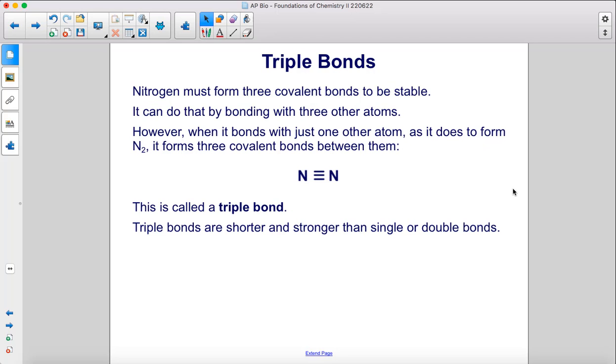Nitrogen must form 3 covalent bonds to be stable. It can do that by bonding with 3 other atoms. However, when it bonds with just one other atom, as it does to form N2, it forms 3 covalent bonds between them. This is called a triple bond. Triple bonds are shorter and stronger than single or double bonds.